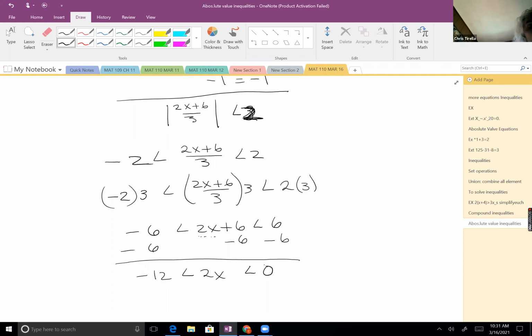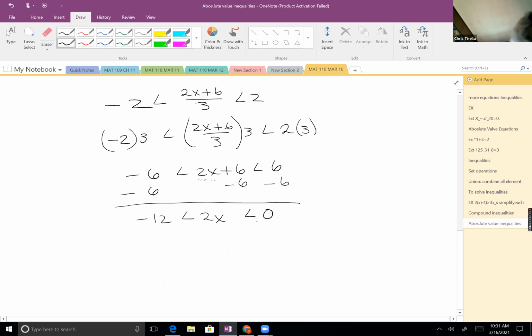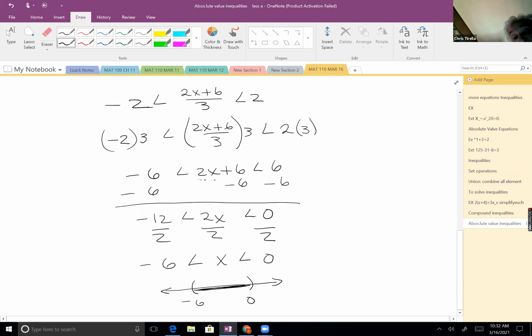I sometimes see people do careless things. That less than 0 is important. And so now to get the x all alone, we'll divide everything by 2. It's a positive 2, so my inequalities stay in the same direction. And I get negative 6 is less than x is less than 0. If I were to look at it on a number line, we're not including the negative 6. We're not including the 0, but we're including every value in between. So it would be the open interval from negative 6 to 0.